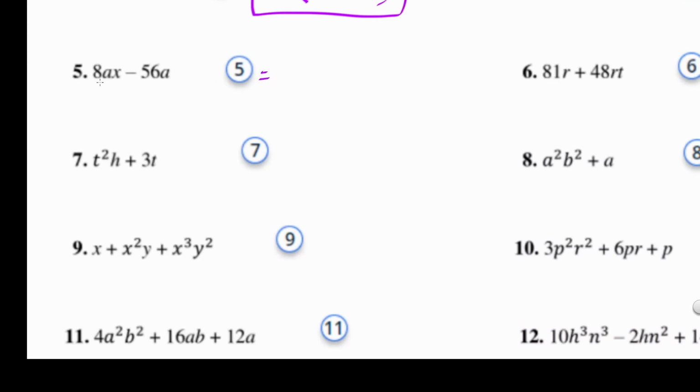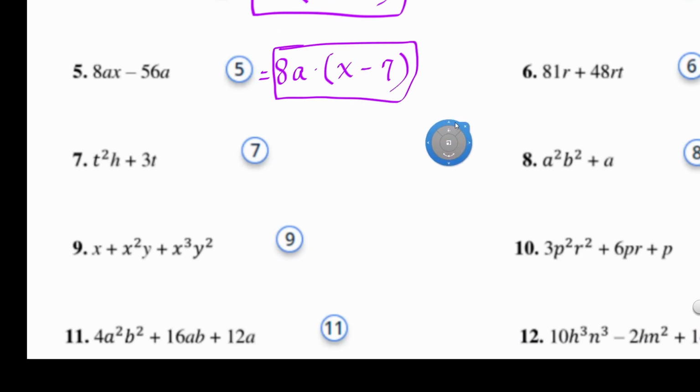So we have, does 8 go into 56? Yes, 7 times, and they have a in common. So I'm going to factor out 8a multiplied by parentheses, and then 8a times what gives you x? Just x, minus 8a times 7, right? So it's just 7 here. Imagine, multiply it, you get 8ax. Multiply it, you're going to get negative 56a. So you could always check your answers like that. So that's how you factor it out.